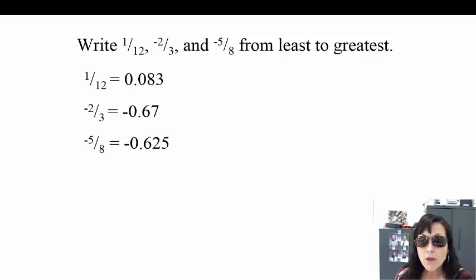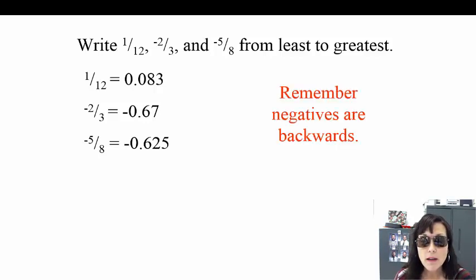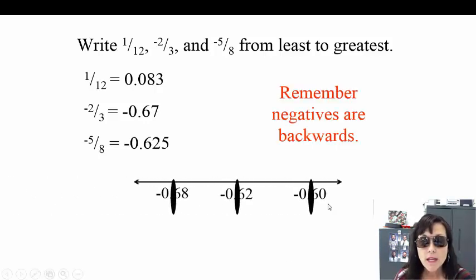Hopefully you know that 1/12 is going to be the farthest one to the right because it's a positive number. Negatives move backwards. So we've got negative 0.67 and negative 0.625, or if we read them correctly, negative 67 hundredths and negative 625 thousandths. And they fit in right here because here's negative 0.60, negative 0.62, negative 0.68. The positive 83 thousandths fits over here.